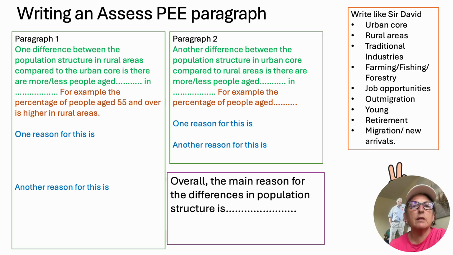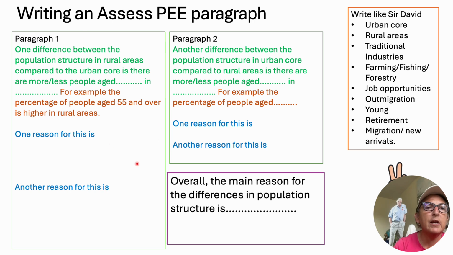On the final slide, I've given you a way that you can build your populations. And I'm telling you, Sir David, forgive me for mentioning you again, to write like Sir David. Use words like urban core, rural areas, traditional industries, job opportunities, employment opportunities, out-migration, young, retirement, okay? You're going to do at least 3 paragraphs. You start with the first paragraph.